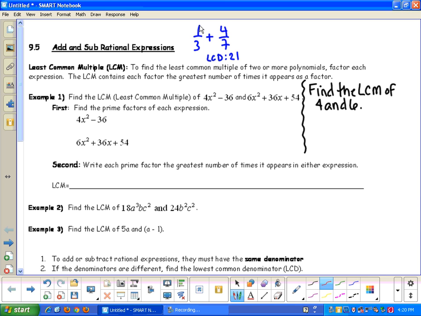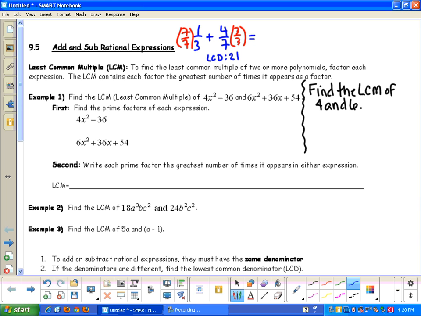So I would multiply this fraction by 7 over 7 because that's like multiplying by 1. So it doesn't change my equation at all. And for the second one, 7 times 3 would give me 21. So I'd multiply this fraction by 3 over 3 because that's like multiplying by 1 and it doesn't change my equation at all. Now I'm going to use that to help me simplify it.